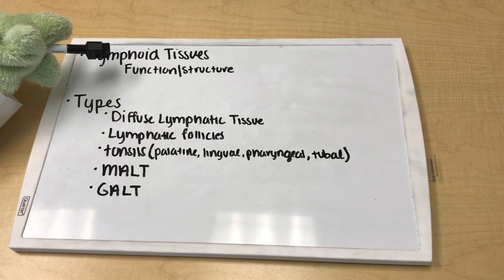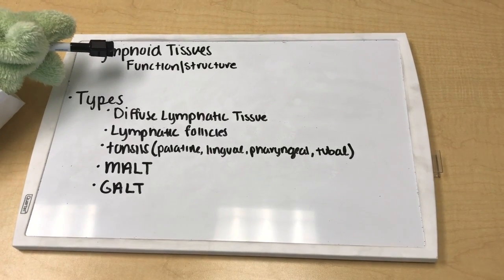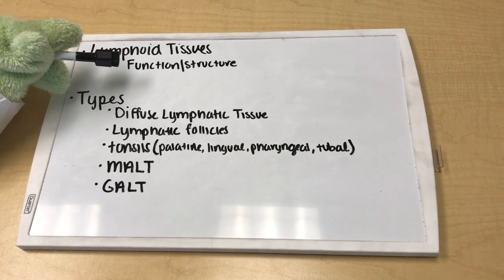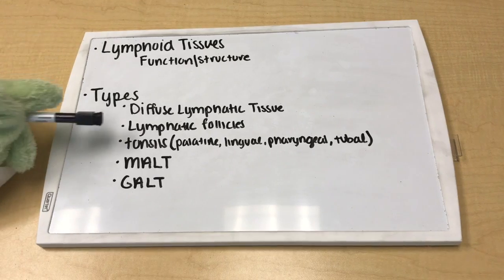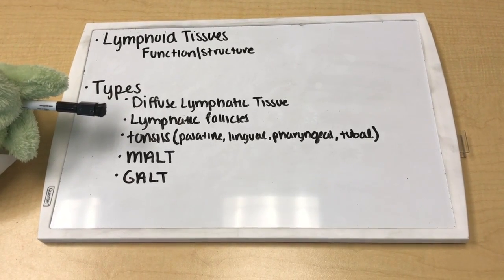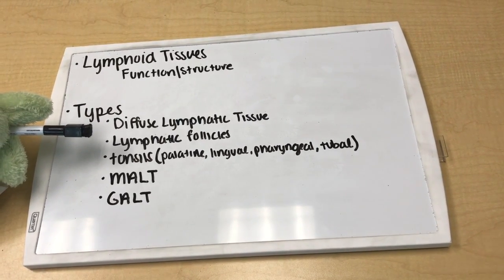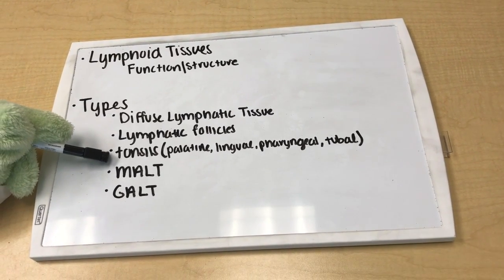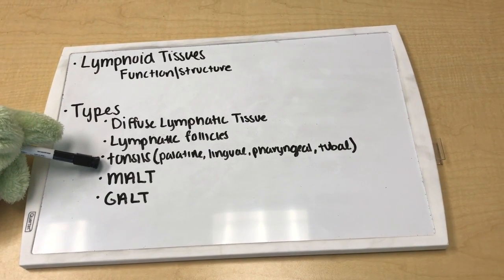The first is diffuse lymphatic tissue, which is patches of lymphoid tissue scattered all over the body. The second is lymphatic follicles, which are nodules of lymphoid tissue and contain germinal centers. This forms a part of lymph nodes, the appendix, and Peyer's patches.